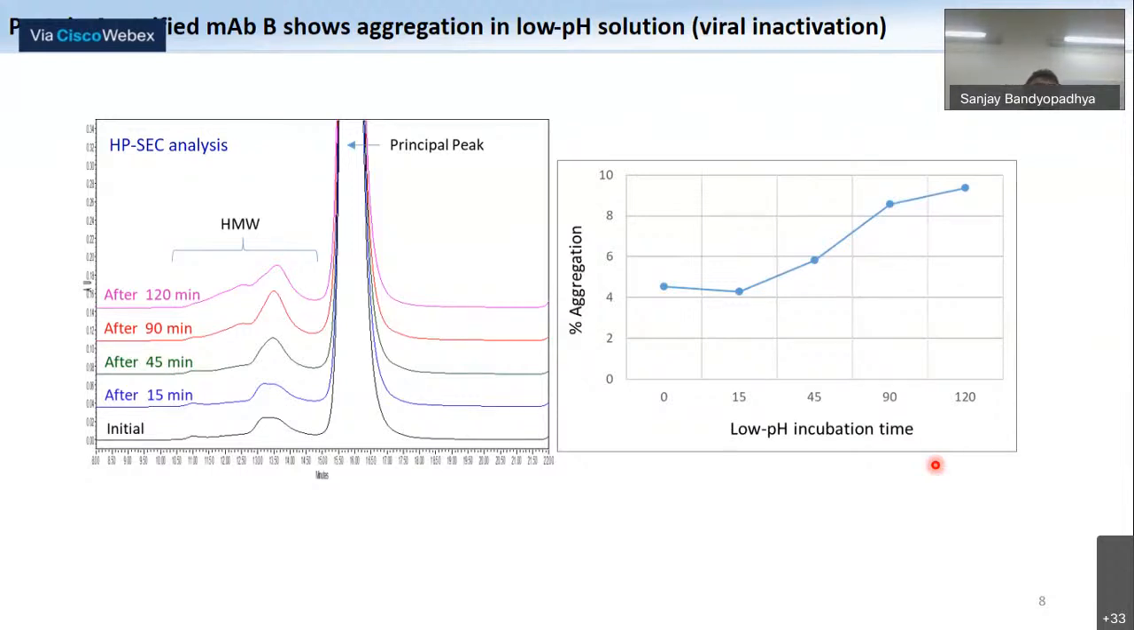In another case, MAV-B is a different MAV. After purification by protein A at low pH and during viral inactivation, it clearly showed the formation of aggregates as a function of time, as assessed by size exclusion chromatography. You can see that within an hour, you get about 8% aggregates. And in 2 hours, it almost touches 10% aggregates, which is not a good thing to have in the final product. So what did you do then?